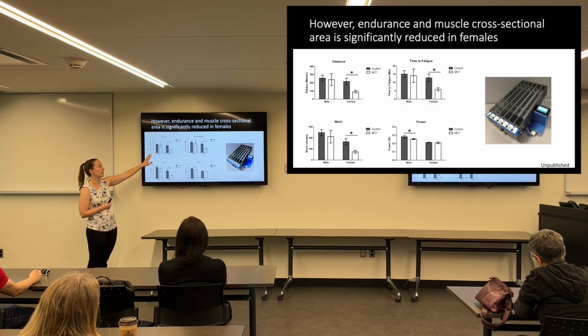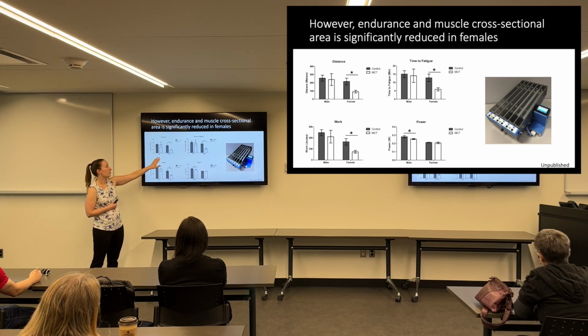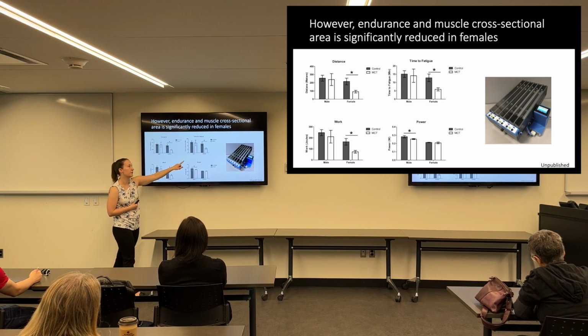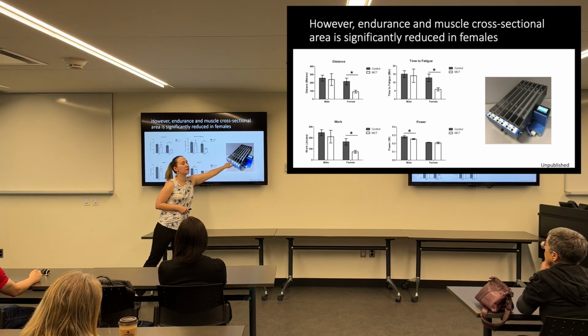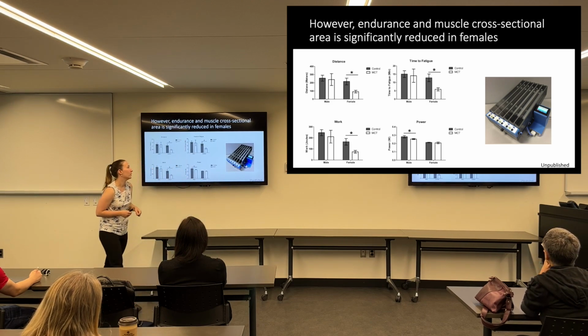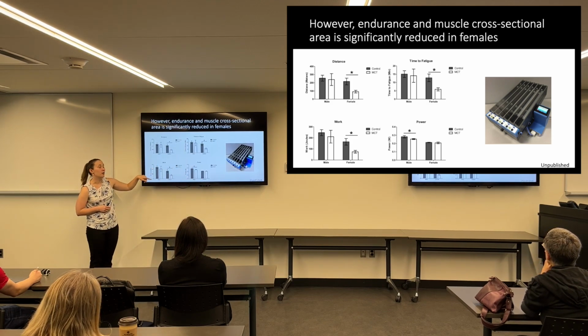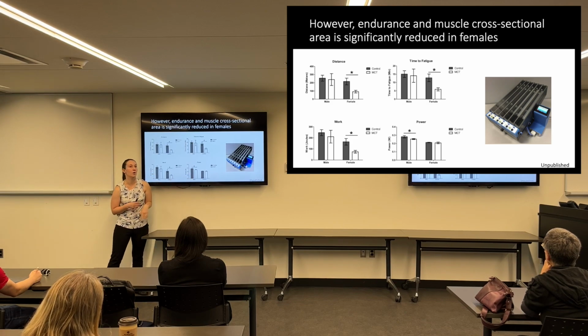So here we're looking at the distance they ran, males and females, time to fatigue. Basically, if they reach a critical zone that's really close to this falling off point, we call that the fatigue zone. We can also calculate measurements of work in joules and power in watts.